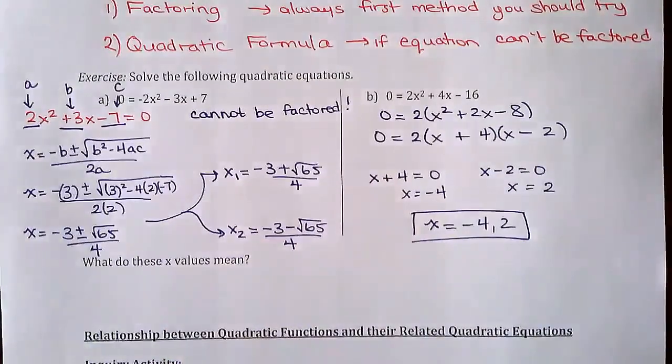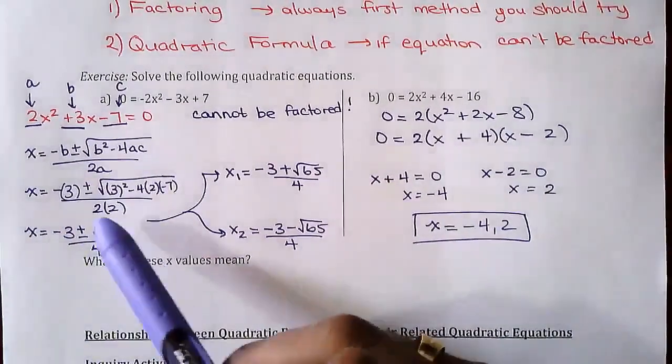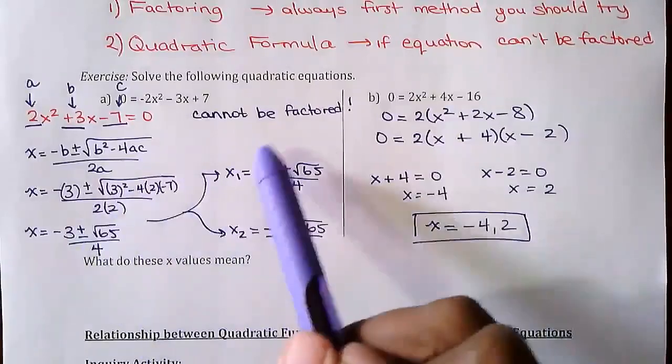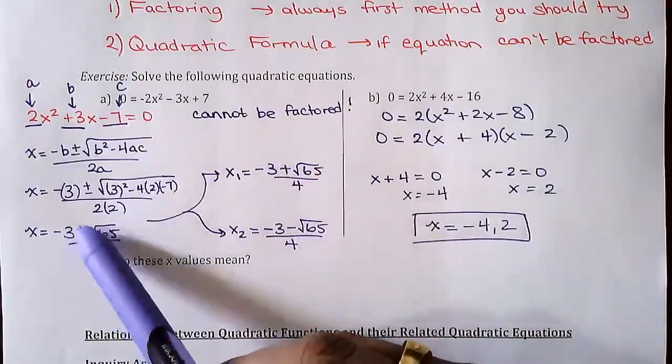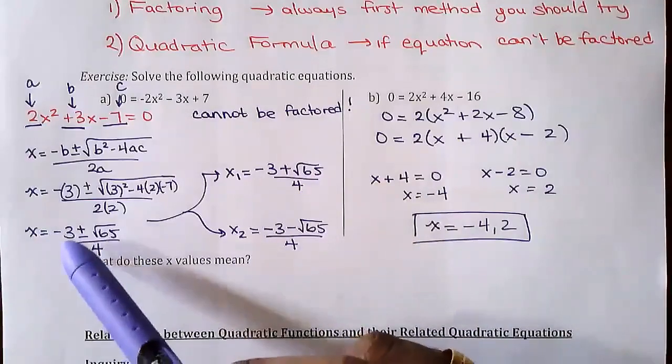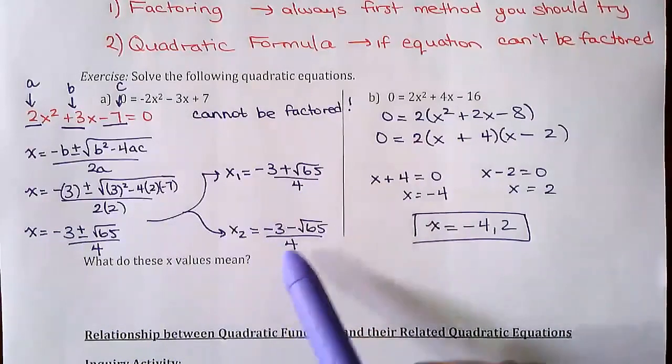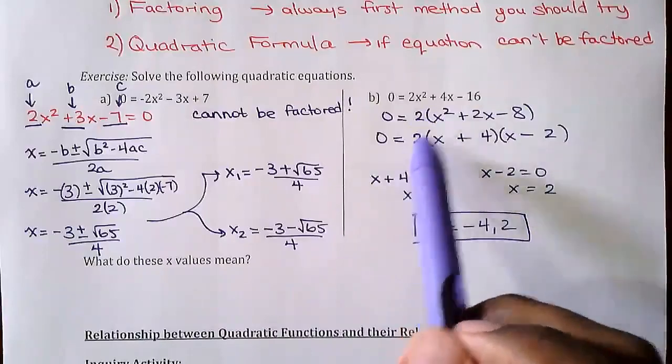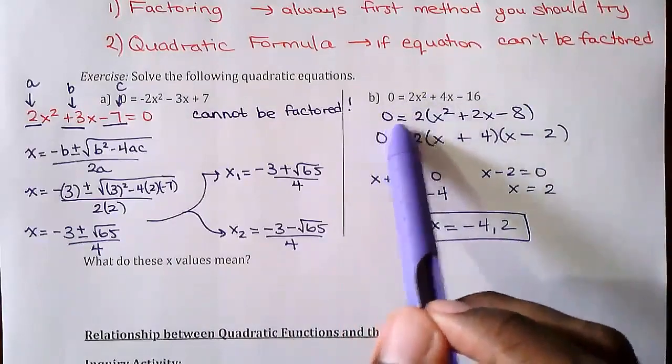Remember, the plus minus means there's two different answers here, one with the plus and one with the minus. So the first answer is -3 plus root 65 divided by 4, and the second one is -3 minus root 65 divided by 4. On the other hand, for B, we were able to factor it.